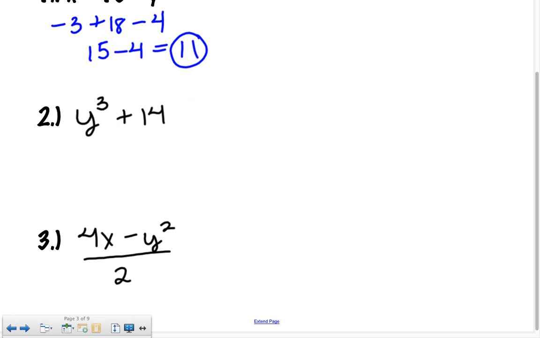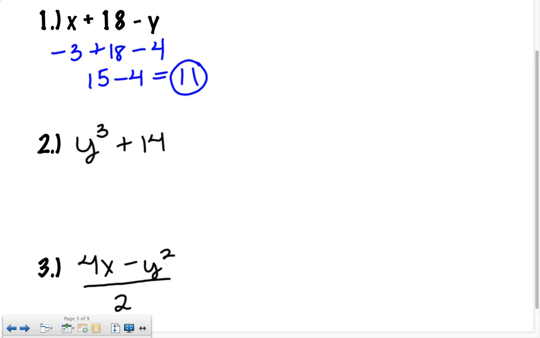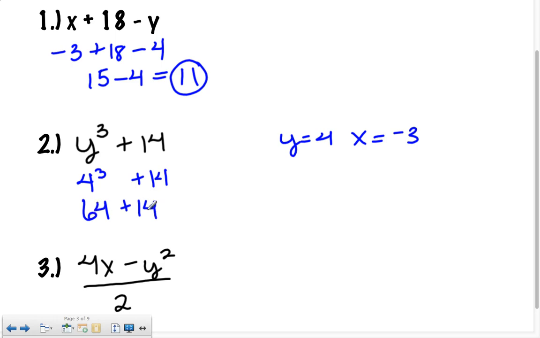Now with this next one, we have y to the third power. Well, I know that y is going to be 4. Let's rewrite this. And our x is negative 3. So instead of writing y, I'm going to write 4 to the third power and copy down the 14. And 4 to the third power is 4 times 4 times 4, which is 64. And then bring down 14. And 64 plus 14 is 78. So the answer for number 2 is 78.